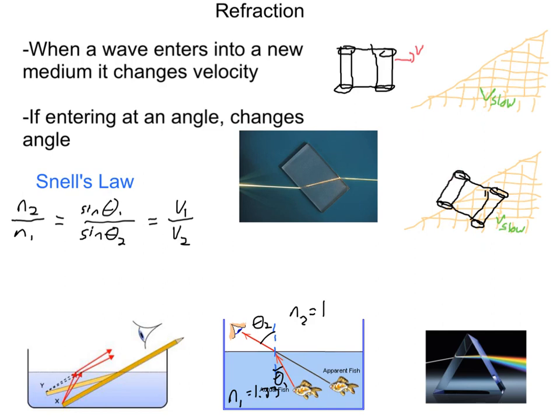Now, you see examples of refraction all throughout your life. If you put a pencil in water, it actually looks like it's broken just slightly, where it's not. Obviously, it goes straight down, but it looks like whenever it enters the water, it bends.